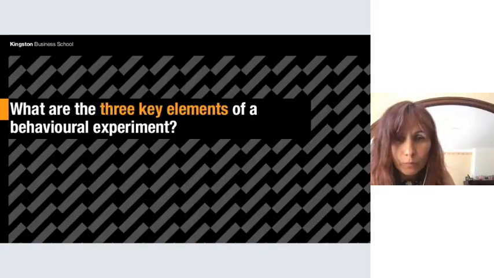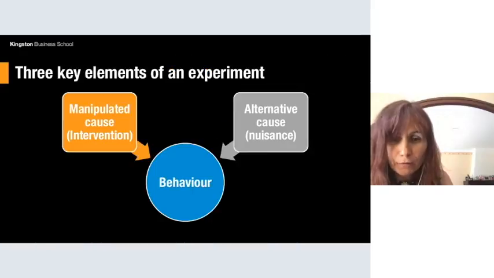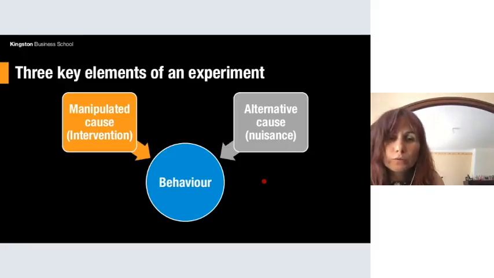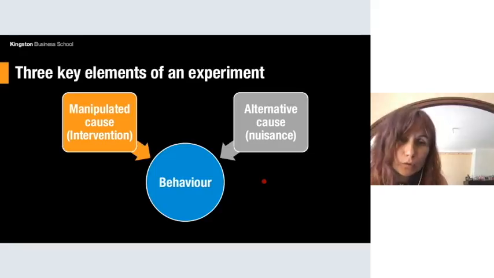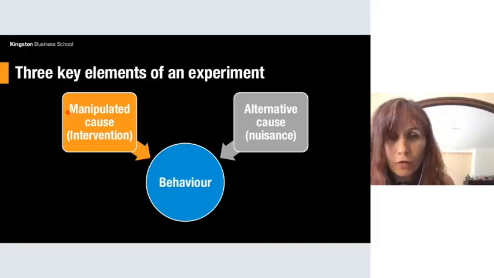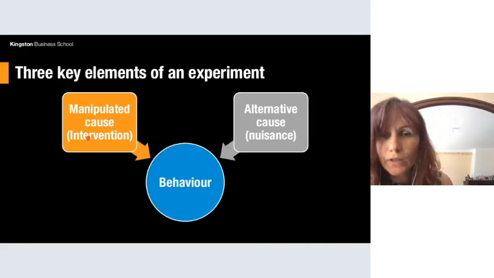Okay, so what are the three key elements of a behavioral experiment? Put in the most simple way, in a behavioral experiment, what you want to test is the effect of a cause that you manipulate on a behavior. So what is here the manipulated cause? It could be an intervention, something you want to create to change behavior, or it could be something that you test to see whether it would make a difference to a behavior. So the first key element would be the cause.